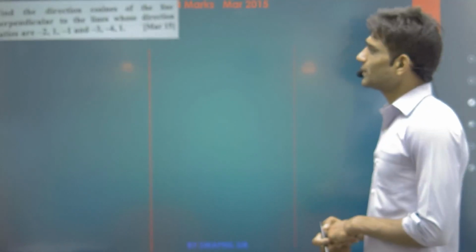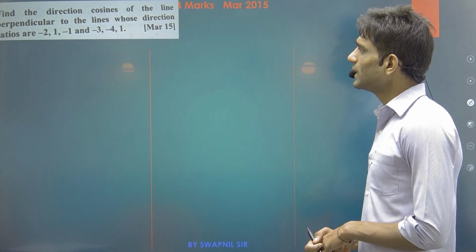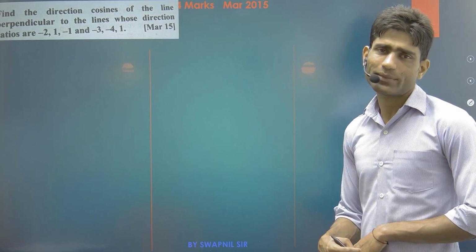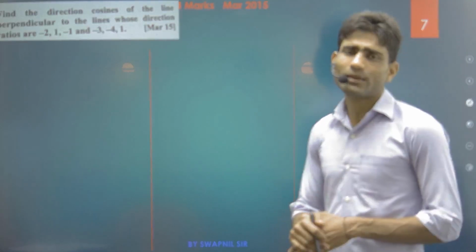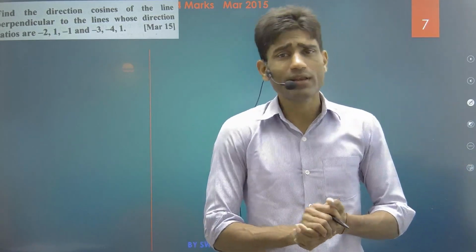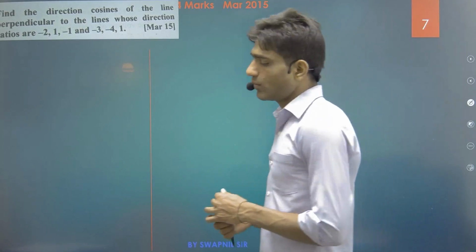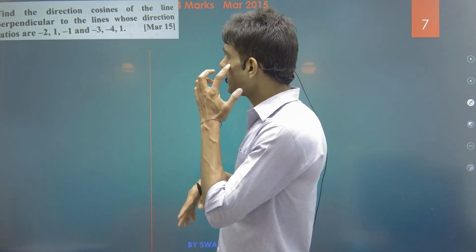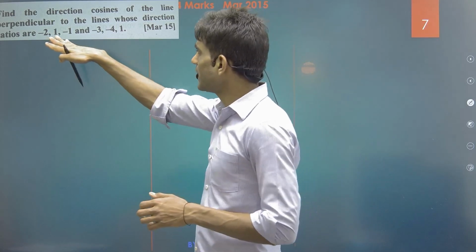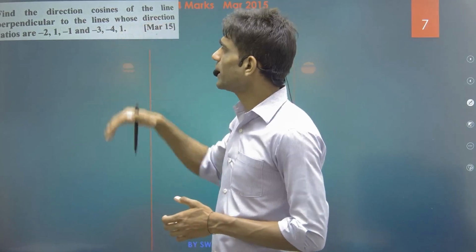In our next question, we have to find the direction cosines of the line perpendicular to the line whose direction ratios are given. So it is a similar example to the previous one, but we have extended it to direction cosines. First of all, we have to define the direction ratios for our perpendicular line, and then we will go for defining direction cosines for our line. Once you get the direction ratios, it is easy to find the direction cosines.